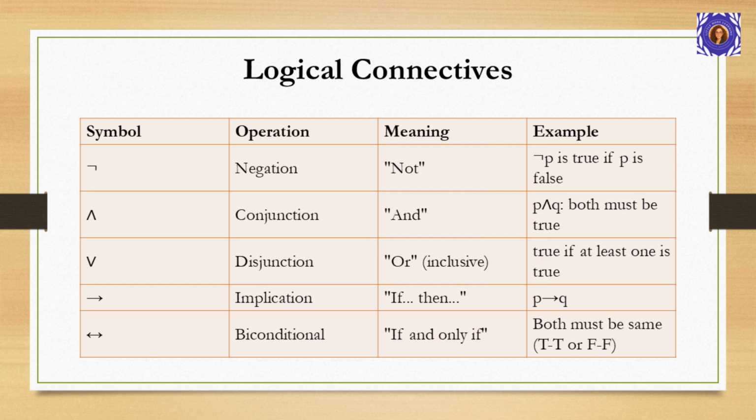Fourth one is implication. This is like saying "if, then". For example, "if it's raining, then the streets will be wet" is an implication. Lastly, we have biconditionals. This is like saying "if and only if". For example, "I will go to the party if and only if you are going" is a biconditional.